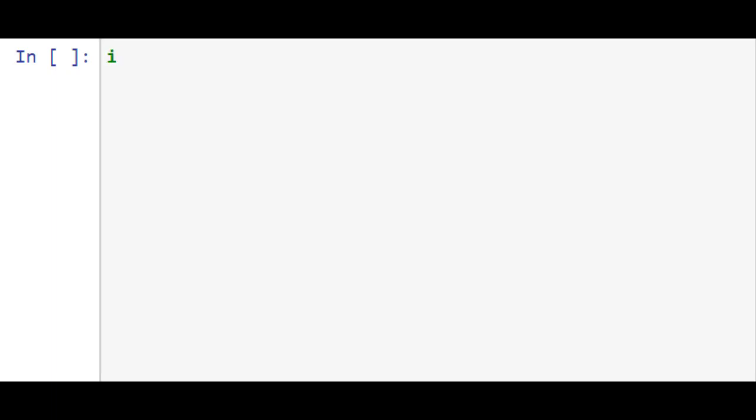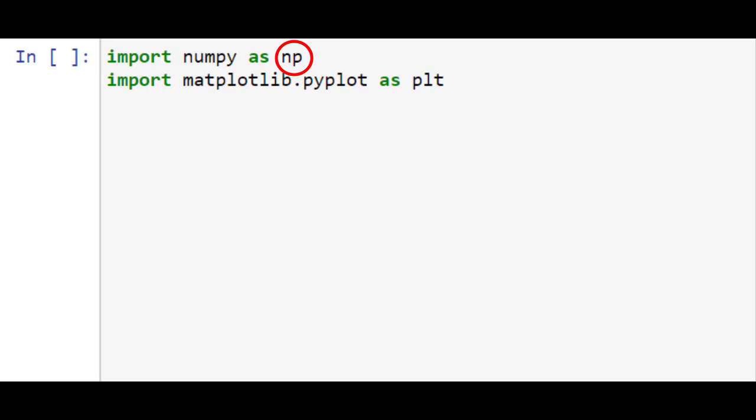Import the NumPy library, which we'll reference in our code with the alias np. NumPy stands for Numerical Python. The NumPy library provides functions that operate on arrays of numbers. Similarly, we import pyplot from the matplotlib library and will invoke it via the alias plt.